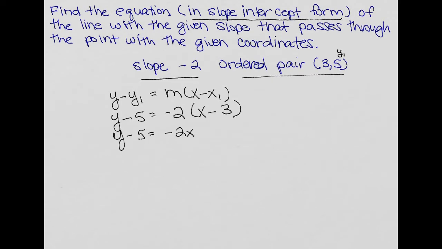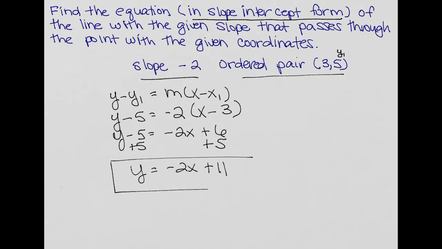So I get a negative 2x plus 6 when I distribute. And since our final equation needs to be in slope-intercept form, we need to make sure that we are solving this for y. So then I'm going to add 5. And y equals negative 2x plus 11. And this is slope-intercept form. So you're going to start with point-slope form, and you're going to end in slope-intercept form.